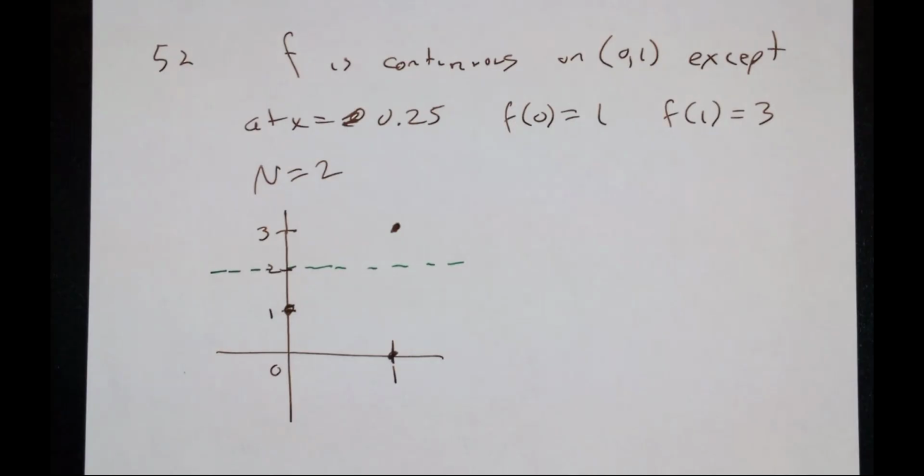The question says, sketch a graph where the conclusion of the intermediate value theorem is true. The conclusion said, Evan, that there would be a value between 0 and 1 where we hit that green line. So I want you to draw me a function that hits that green line and is not continuous at a quarter. So right here, here's 0.25. I want you to have something that makes it not continuous.